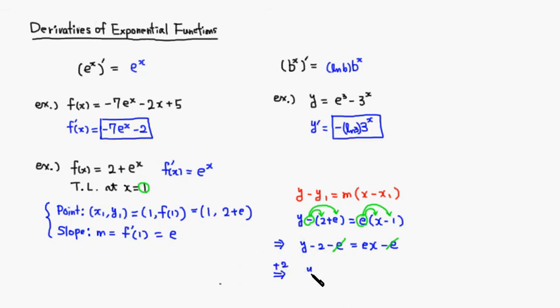So you can see that you're going to have y is equal to, this 2 is placed over to the other side, so you're going to have e times x, and plus 2. So this is an equation of the tangent line that we are looking for. All right, that's it. I hope that this was clear.